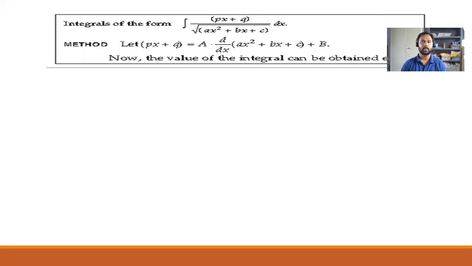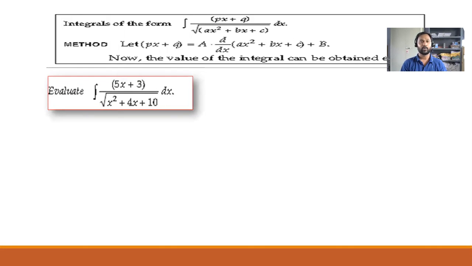Put the denominator, with or without root, ax square plus bx plus c, to both sides. Then split the integral into 2 and integrate accordingly through any method. So this is the starting step of how to reduce the given integral into an integrable form. Let us see a problem here.